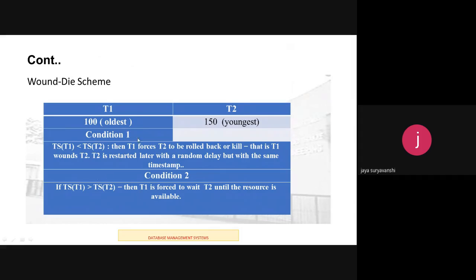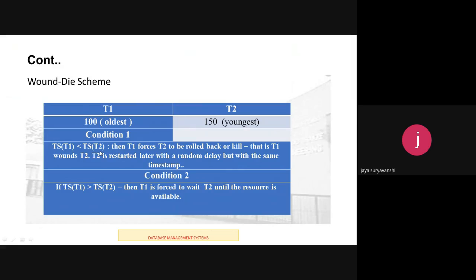It checks the first condition, that is, TS(T1) < TS(T2). So it checks the timestamps of both transactions, T1 and T2. If Ti, here T1, requests resources which are held by T2, then the database management system allows Ti to wait until the resources are available for execution. So T1 and T2 have some resources previously allocated, and those resources are required by T1, and at that time T1 is transferred into the wait state.